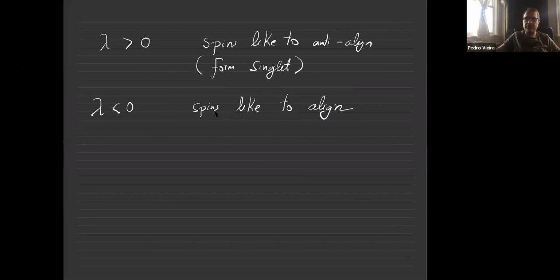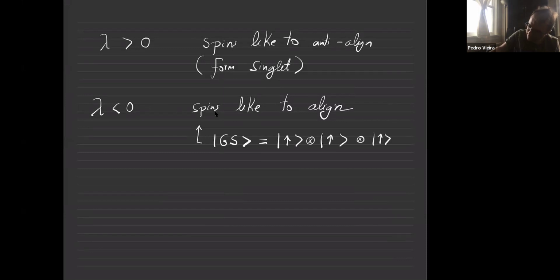Now, this is a huge difference, because aligned spins are trivial. Aligned spins just mean that the vacuum, the ground state, is, for example, spin up at the first position, spin up at the second position, spin up at the third position, etc. It's just spin up everywhere. So everyone up has the lowest energy when lambda is negative. This is called the ferromagnetic vacuum.